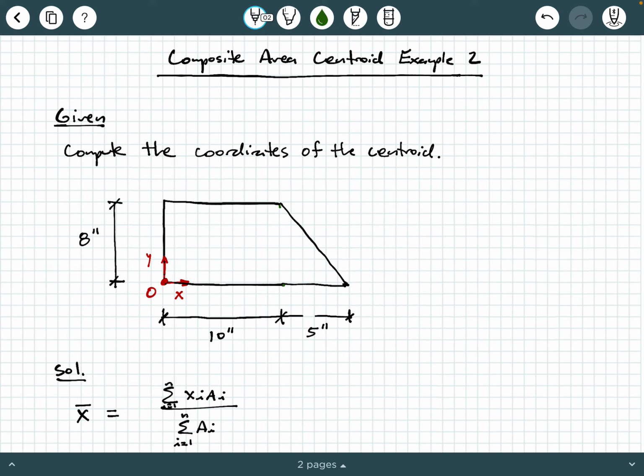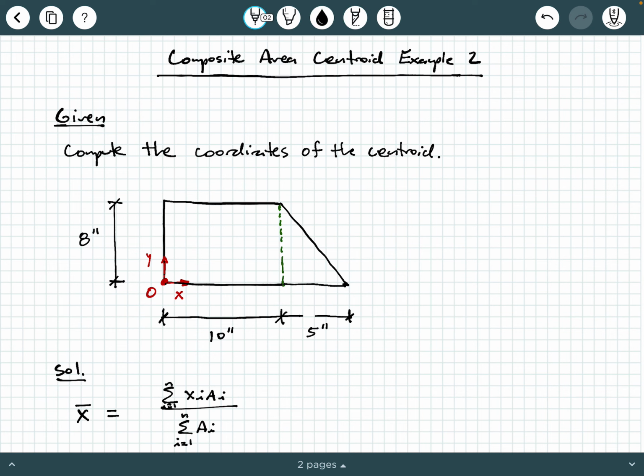In the given information, we're being asked to compute the coordinates of the centroid, and we have this trapezoid shape right here. Now it's a composite area because it's made of two simple shapes, a rectangle and a triangle. Whenever you have a composite area, it's most convenient to separate it into its two simpler shapes. So I'm breaking this trapezoid down into a rectangle that has a base length of 10 inches and a height of 8 inches, and a triangular shape which has a base length of 5 inches and a height of 8 inches as well.